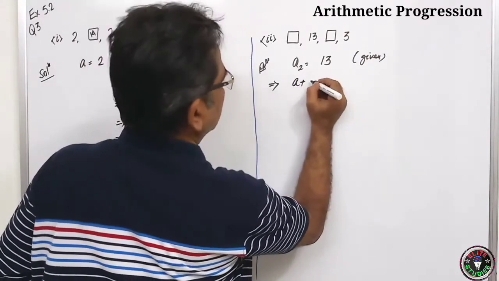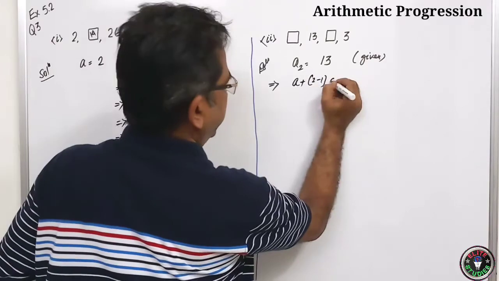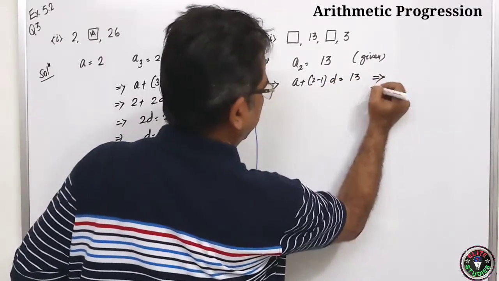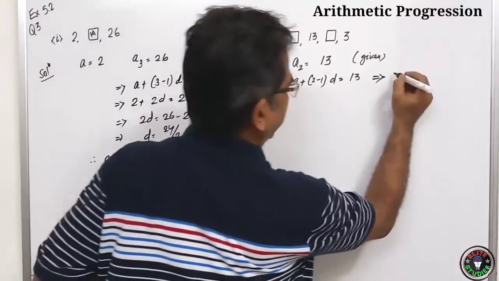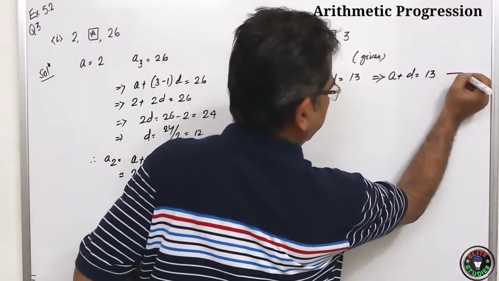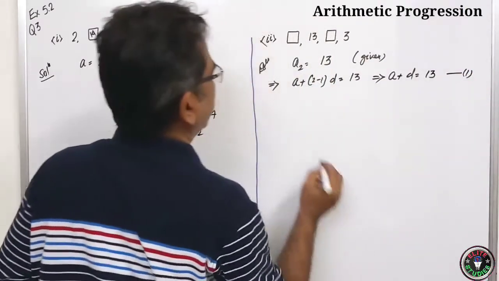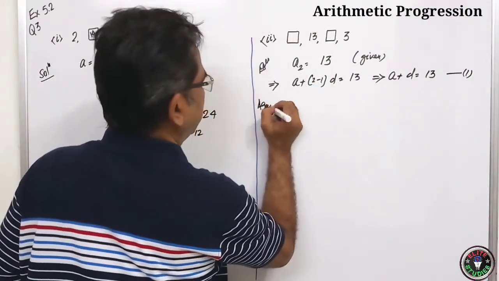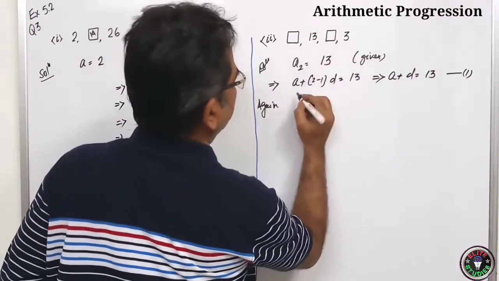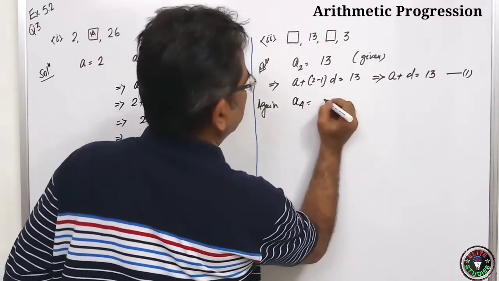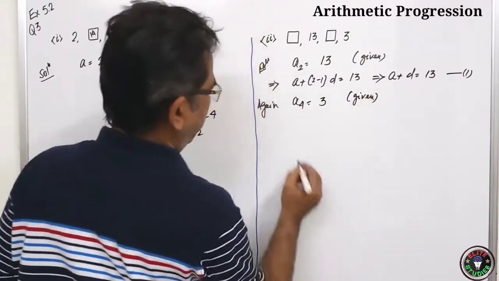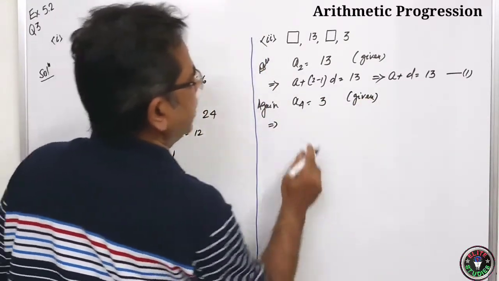A plus 2 minus 1 D is equal to 13. So it gives A plus D is equal to 13. A plus D is equal to 13. This is equation 1. Again, this is A1, A2, A3, and A4 is given to us. A4 is equal to 3, it is given.